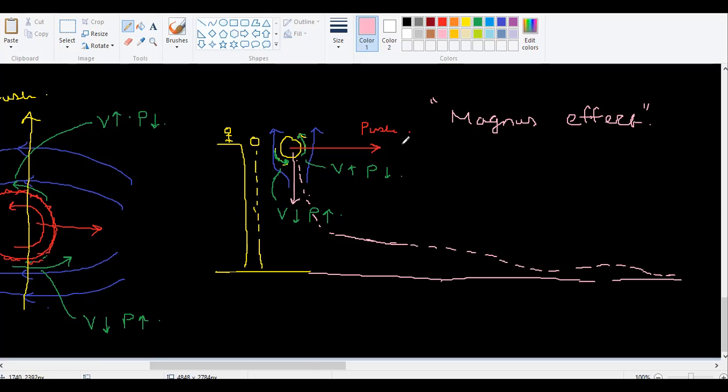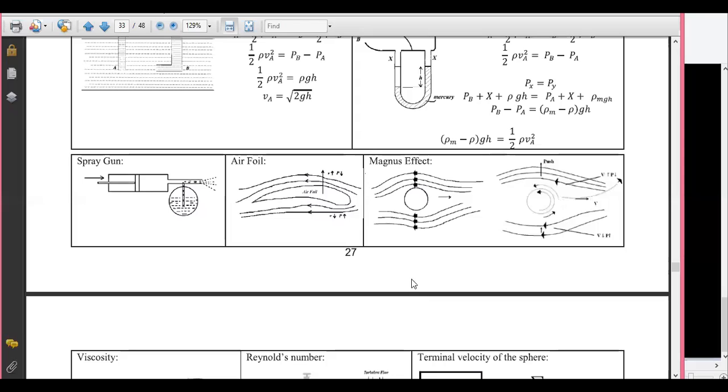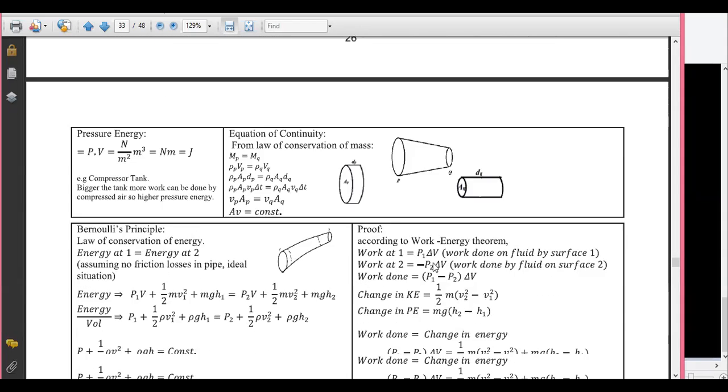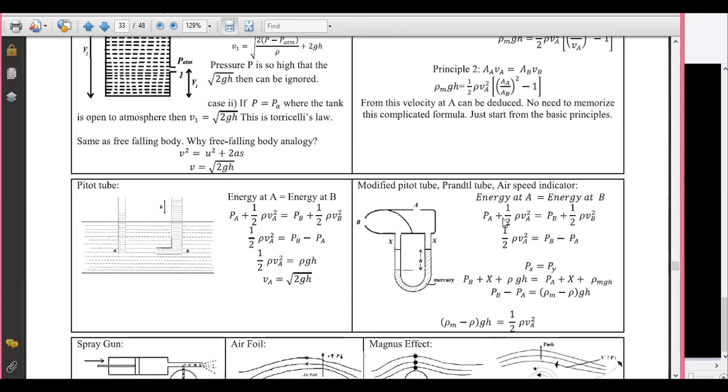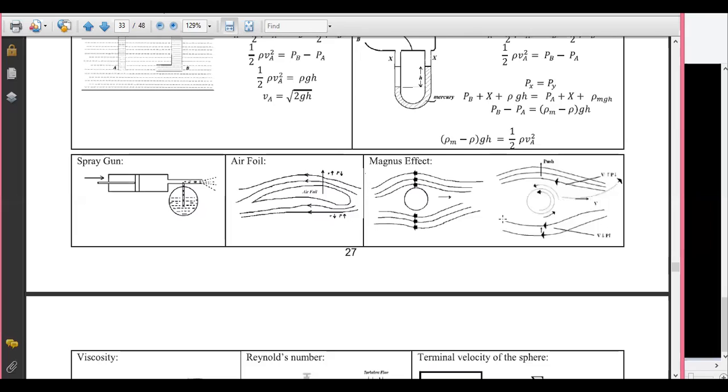Okay, so we finished fluid dynamics. We talked about equation of continuity, Bernoulli's theorem, and application of Bernoulli's theorem in these 4 different situations. And then we talked about Bernoulli's application in some other situations like airfoil, spray gun, Magnus effect.